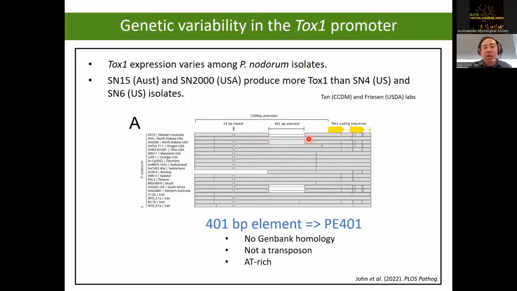But what we actually noticed was this large indel, a 401 base pair indel. Immediately we noticed it is absent in SN15 and SN2000, but present in SN4. So this got us very interested to see whether this is an element that dictates TOX1 expression between these two isolate variants. And we call this indel element P41, just for ease of pronunciation.